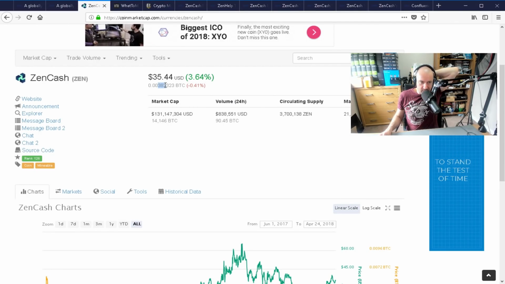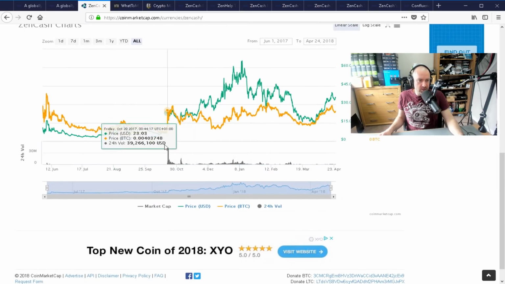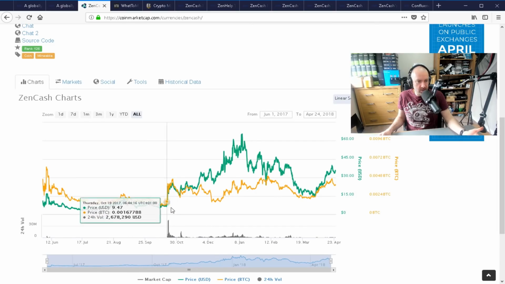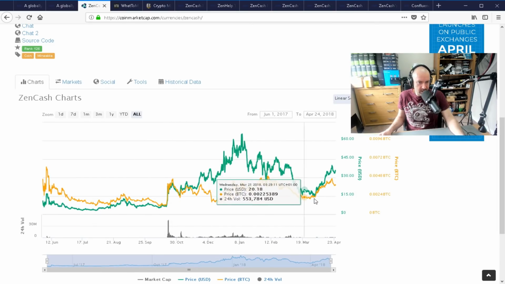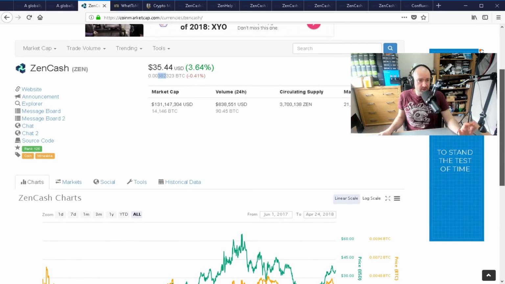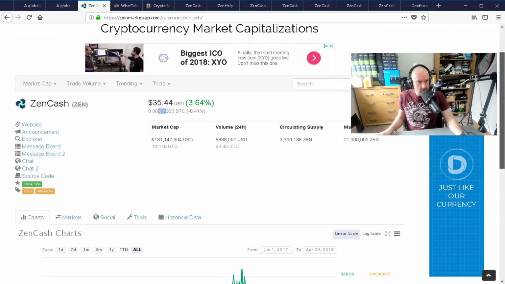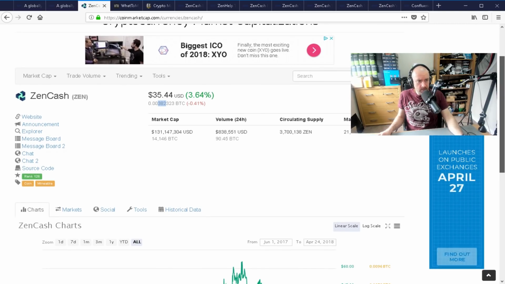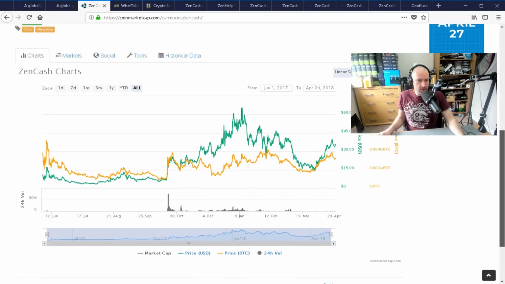$35.44. 382,000 Satoshis. And you can see it was down, but the whole market was down. In fact, sorry, I'm going a little bit too far back. I'm talking about here. The whole market was down here, and it's been recovering very well, a lot of it because of some positive news recently, which we'll touch upon soon. So yeah, it's been doing pretty well.